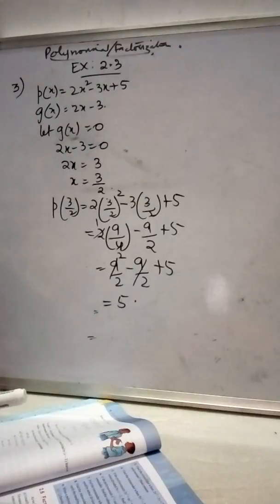So you can say that 2x minus 3 does not divide p of x exactly, as the remainder is 5.